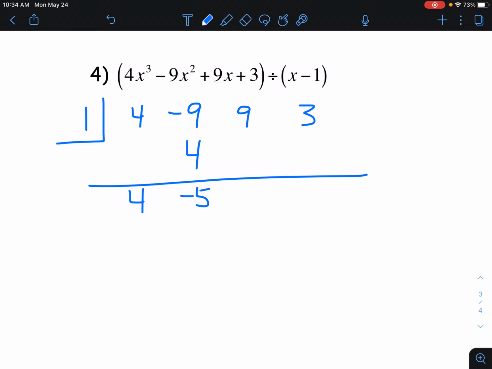1 times negative 5 is negative 5. 9 plus negative 5 is 4. And 1 times 4 is 4. And 3 plus 4 is 7. So the remainder is 7.